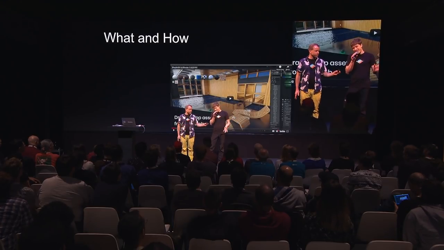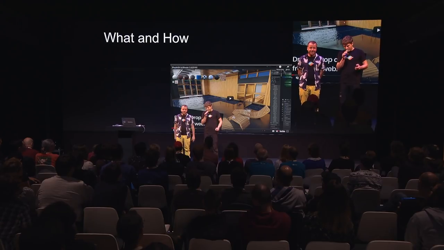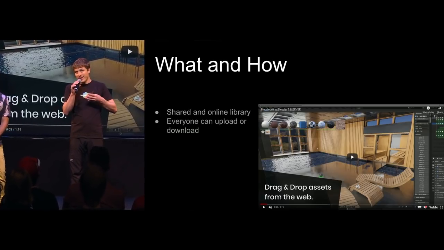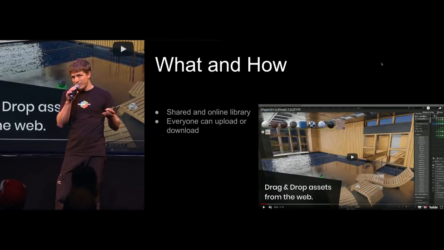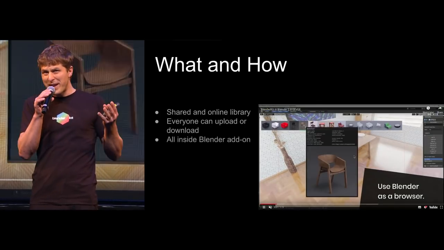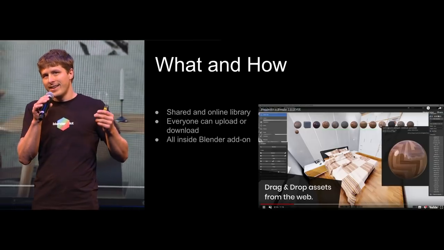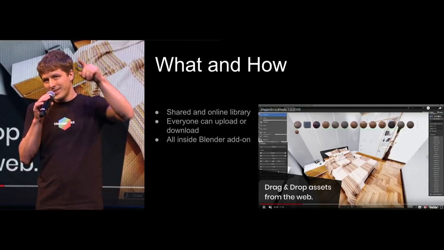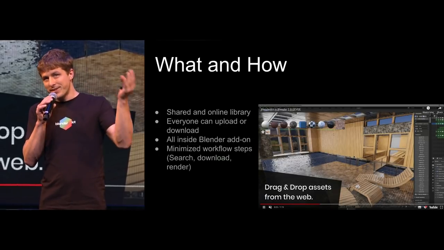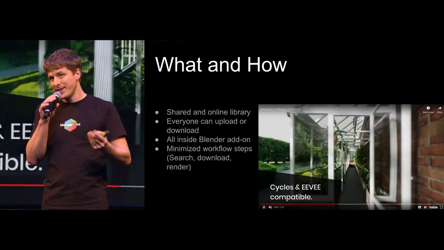Maybe you haven't heard of us, so I will explain what we do and how we do it. We have a shared asset library, as Wilhelm said. It is an online library which everyone can upload their assets to and download from. We have an add-on installed in Blender. It's right in Blender 2.8. You can just check it and enable it and use it. You can search for your asset, model, material, or brush as you want, and just drag and drop it to your scene very easily.